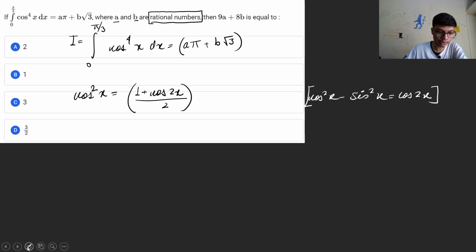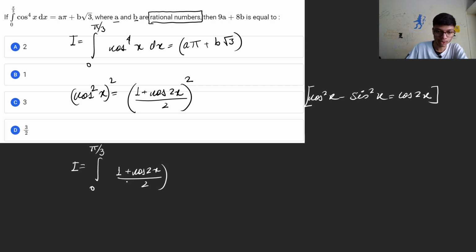Now what I have to look for in the problem is cos to the power 4, so let us square both the sides. This is the value of cos to the power 4. Now I can write the integral from the limit 0 to pi by 3 as the integral of (1 plus cos of 2x divided by 2) whole square dx.